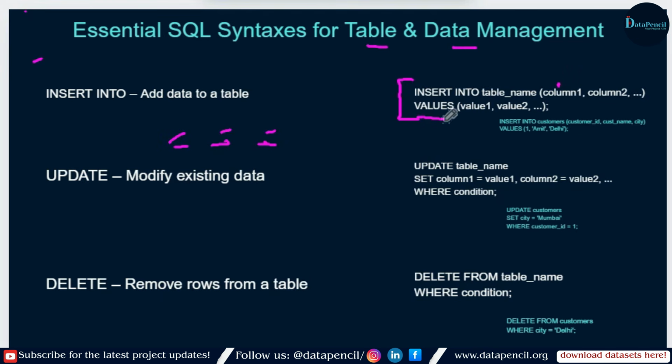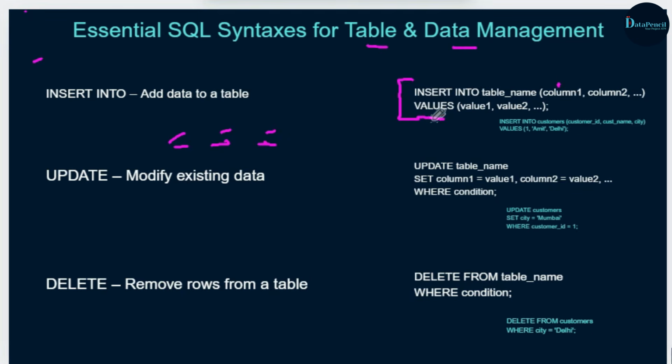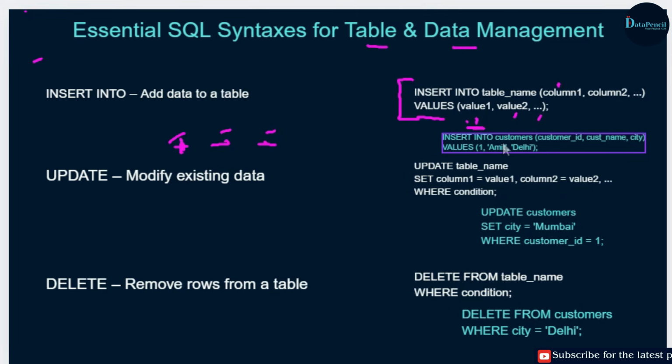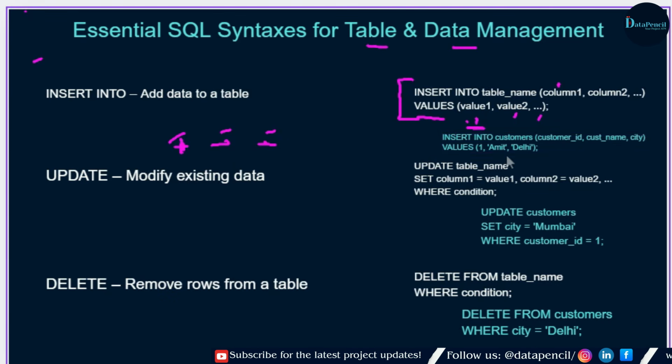Then you have to write VALUES. Then you provide the values of the corresponding columns. Suppose for the first column, which is order ID, you want to give the value 2020. You put that here. And I have given an example as well. Here, INSERT INTO, suppose in the customers table you want to insert data. For that, you give the names of the columns: customer ID, customer name, and then city. Then you write the keyword VALUES, and inside the parentheses you provide the corresponding values: customer ID 1, customer name Amit, city Delhi, likewise.